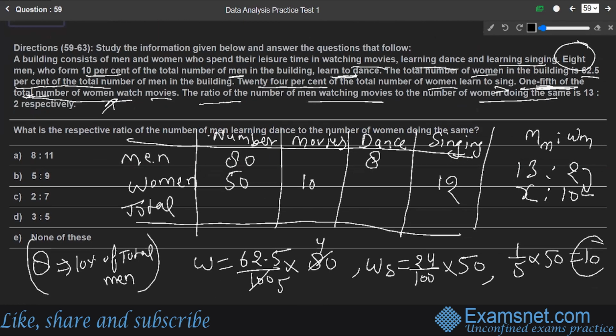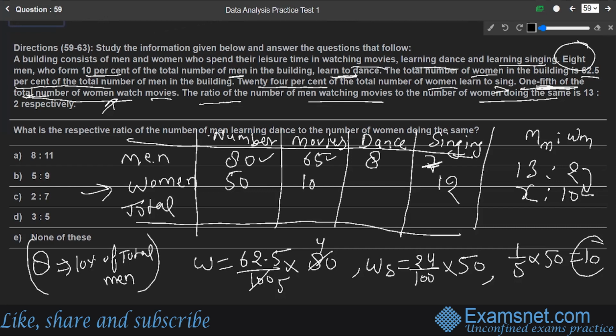So let's put back this value: men watching movies is 65. So let us see this data. Total men were 80, 65 watching movies, 8 learning dance, 65 plus 8 becomes 73. So how many would be going for singing? Obviously that will be 80 minus 73, that is 7 men going for singing. This is how we can find out the data.